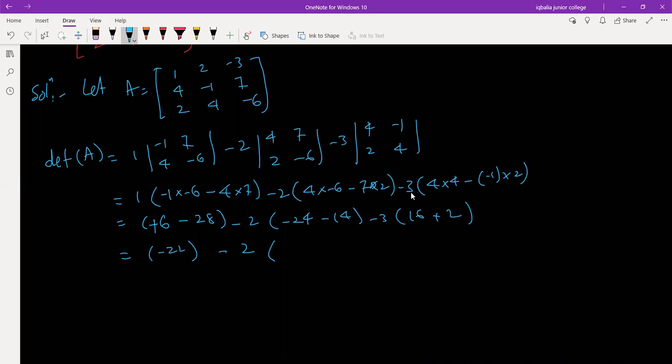22. Then minus 24 minus minus 2 14, 28, 38. So this will be minus 38 and minus 3, 18. 16 plus 2, 18. Minus 22 minus 38, and 16 another 30, 46, plus 46, 76.